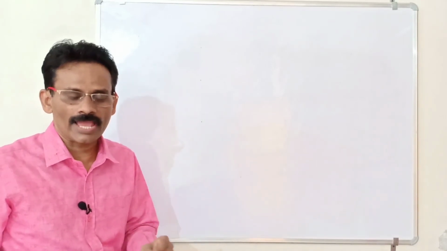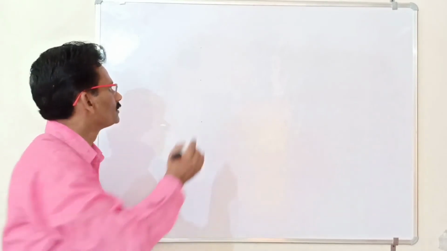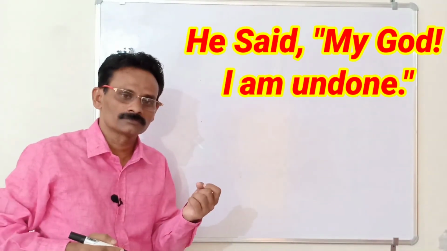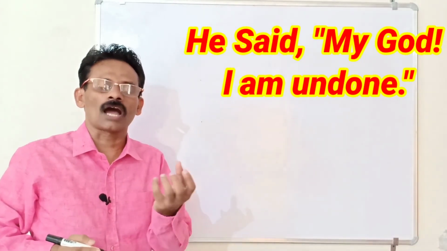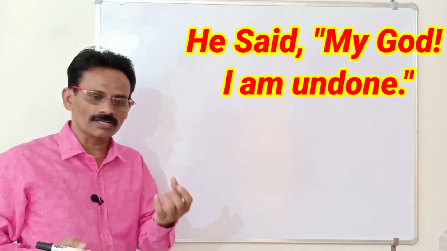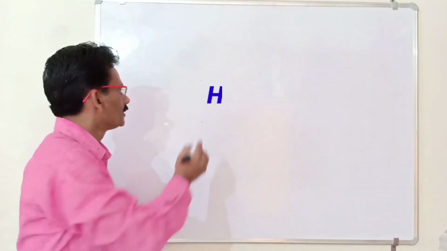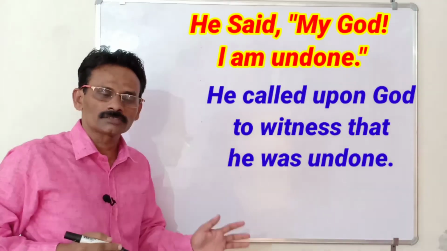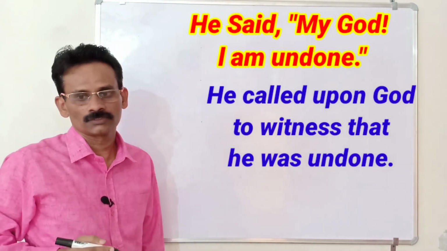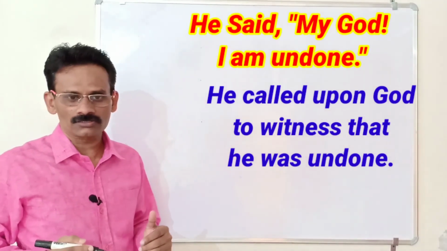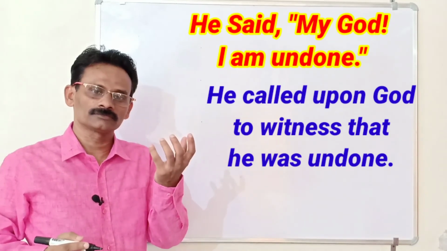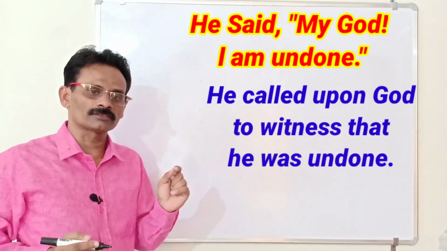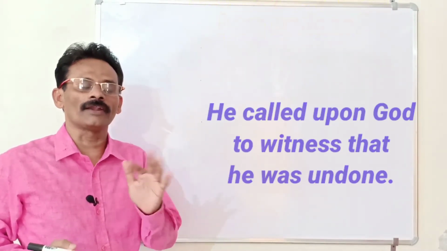Now, let's examine a rare sentence. He said, "My God, I am undone." Let's turn that sentence into indirect speech. He called upon God to witness that he was undone. Here, this is an exclamatory sentence, but he is calling upon God. Thus, he called upon God to witness that he was undone.